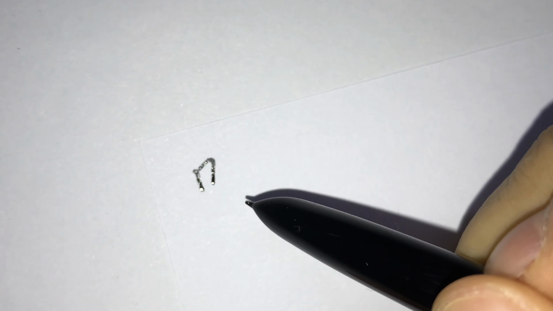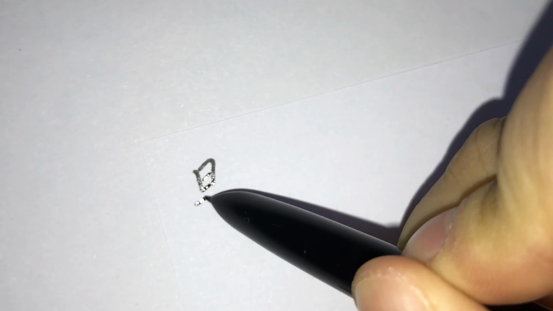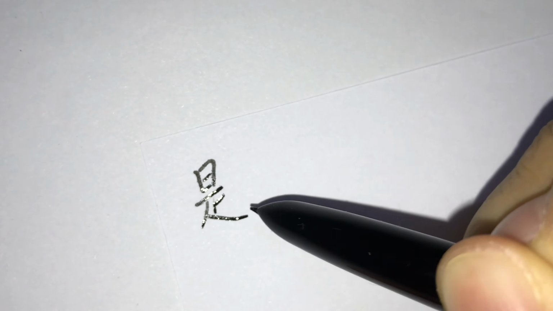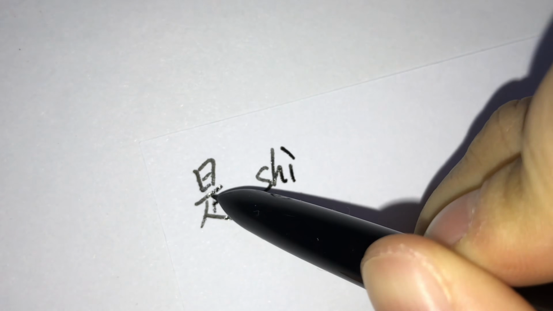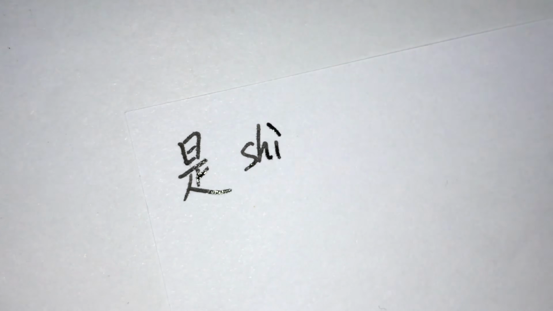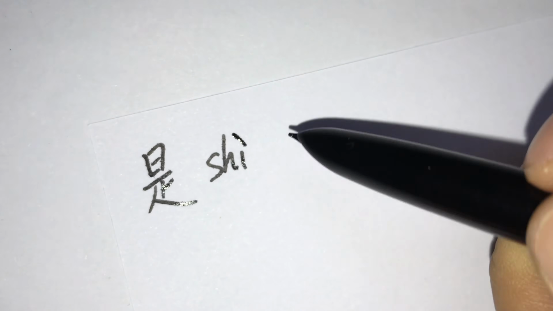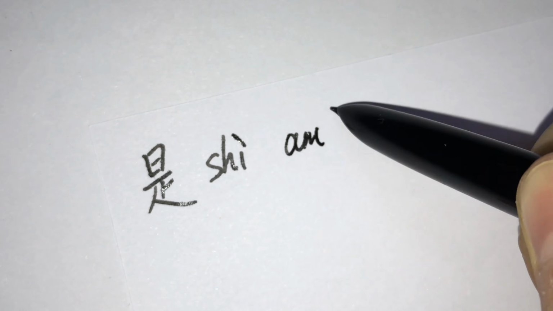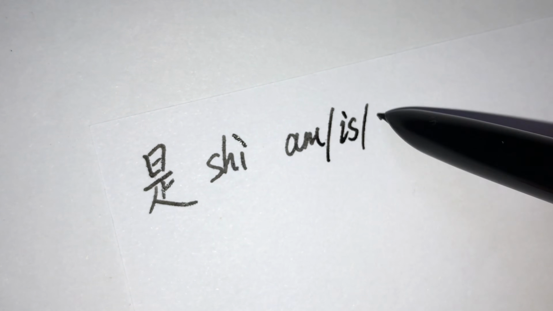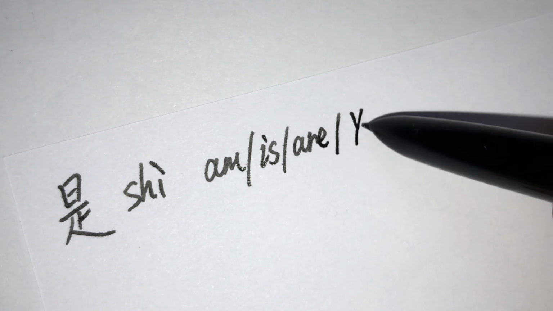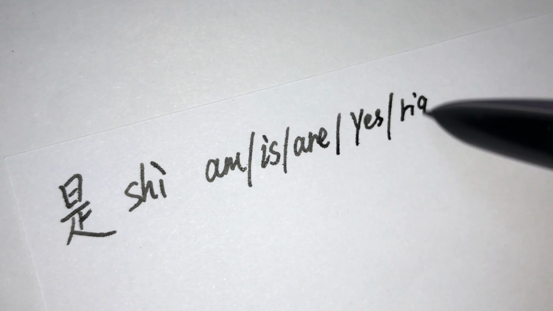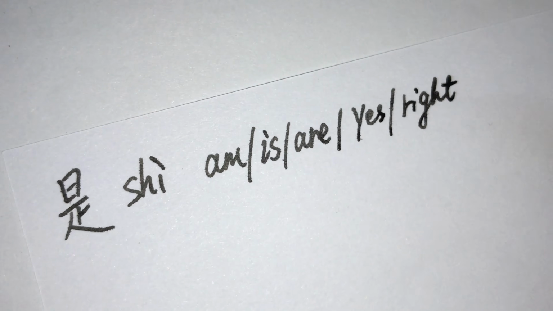In regular script, 是 means "M is R." And yes, or right. 是.